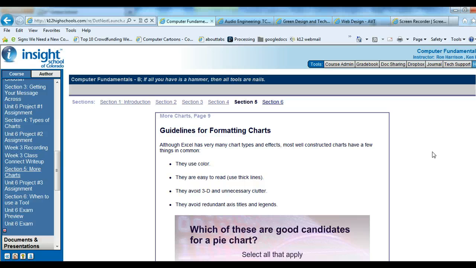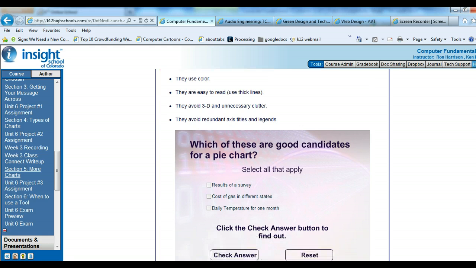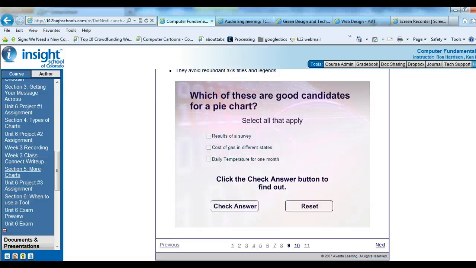So some guides to formatting charts, some things to think about. Good charts have a few things in common. They use color, are easy to read, avoid 3D and unnecessary clutter, and avoid redundant titles and legends. You don't have to have the same words in your titles and legends. If it's in there once, that's probably fine if it explains what your chart is all about.